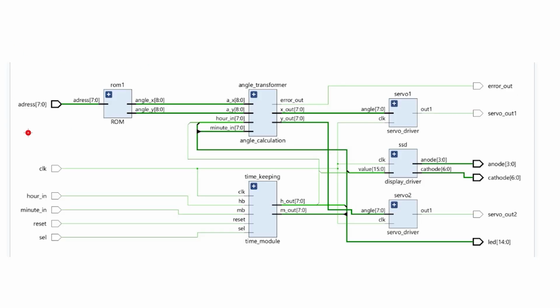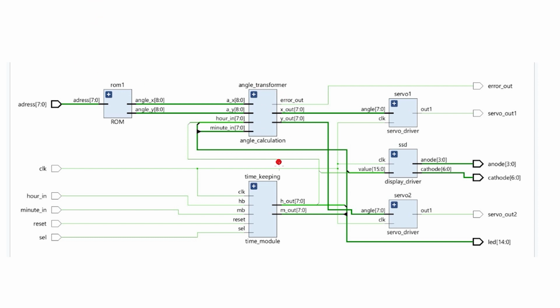Okay, so in conclusion, we had hour in, minute in, set and reset signals, all for the timekeeping module, which was used to set the time however we want. The clock input is self-explanatory. It is the clock signal, a 100 megahertz clock signal for all the modules that require a clock signal. The ROM again gives out the equivalent angles according to our address. It is a double 286 times 9-bit ROM.